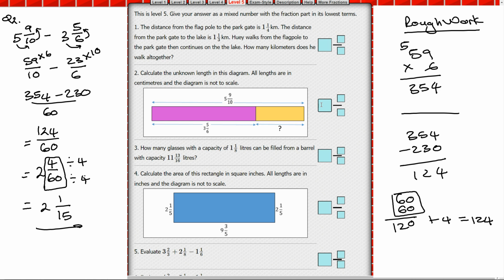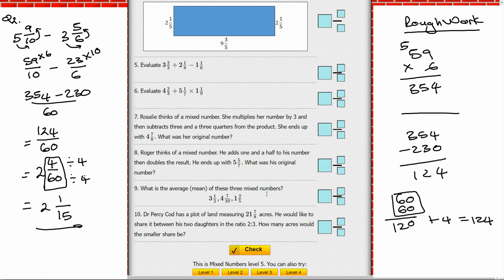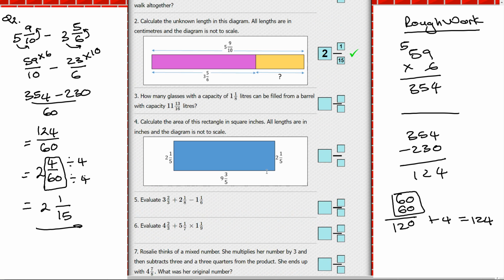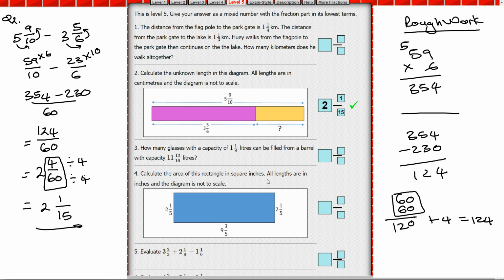Let's check if it's correct. 2 and 1 over 15. If it's wrong, we will fix it and find out why. Answer's correct. We're happy. Carry on. Okay? All right. That's how you would do these ones over here. Press pause and try another one, and then press play when you're done.